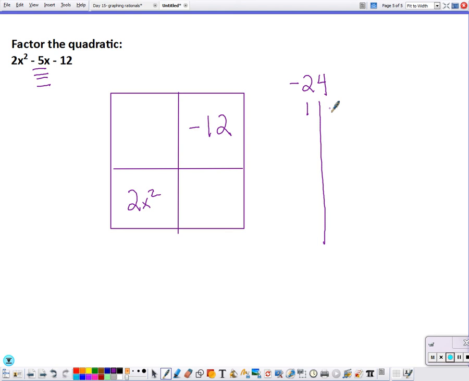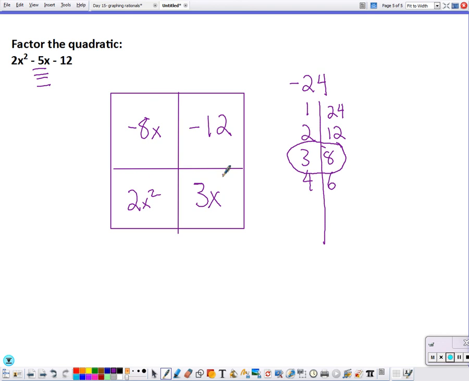So I'm not going to write both signs. I'm going to do 1 and 24, and I'll just know that I have options here with where I can put the sign. 2 and 12, 3 and 8, 4 and 6. So they need to have a difference of 5, and one needs to be positive, one negative. So 3 and 8 have a difference of 5. If I make the 3 negative, negative 3 plus 8 would be positive 5. If I make the 8 negative, negative 8 plus 3 will be negative 5. So I'm going to make it negative 8x and positive 3x.